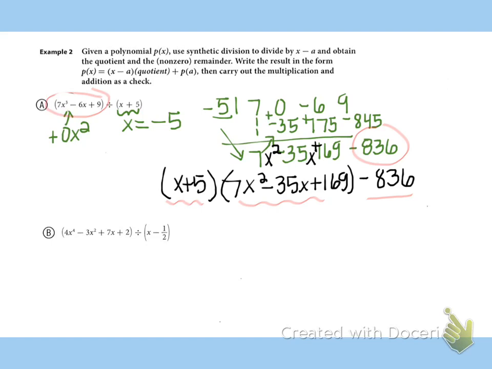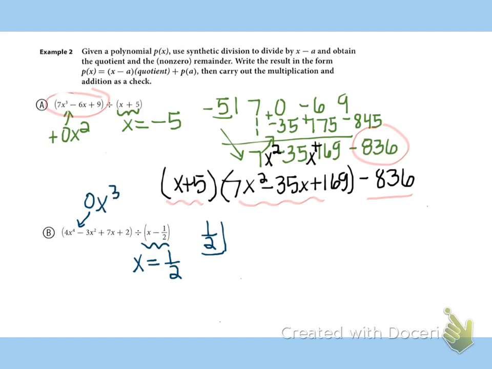Okay, so first of all, we'll look at the divisor, which is x minus a half, and so that means the x value that I'm going to do synthetic substitution with is going to be a half, because a half would make that quantity equal to 0. So I start off with a half, and then I'm going to look at the dividend, which is 4x to the fourth minus 3x squared plus 7x plus 2, and I can see again there's a missing term. There's actually a missing term at the third power position, so 0x cubed is going to have to be added to this to make a placeholder.